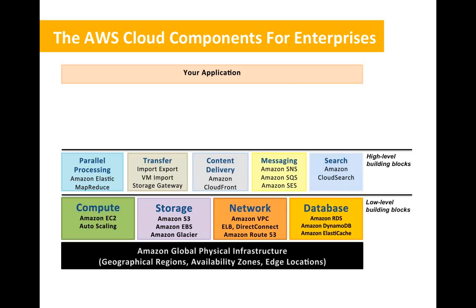Above the low-level building blocks, we have parallel processing, data transfer, content delivery, messaging, and search services. Many of you will be familiar with things like Hadoop. Elastic MapReduce offers Hadoop as a managed service. And we also have things like Amazon CloudFront that allows you to cache your content close to the end user's location.